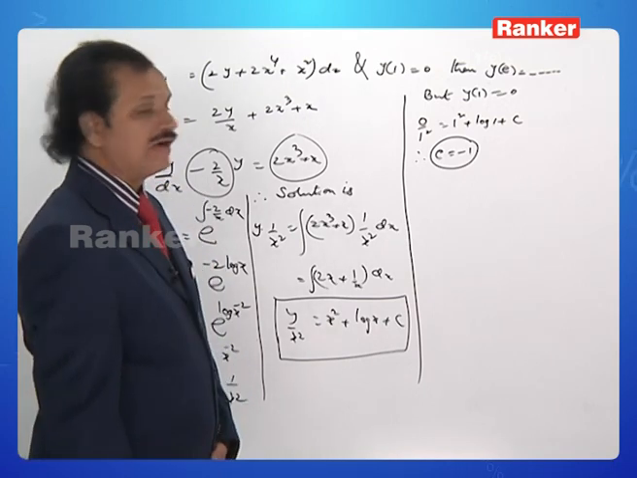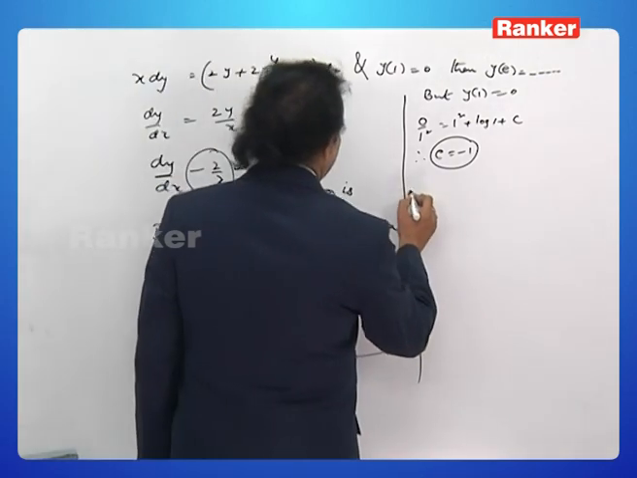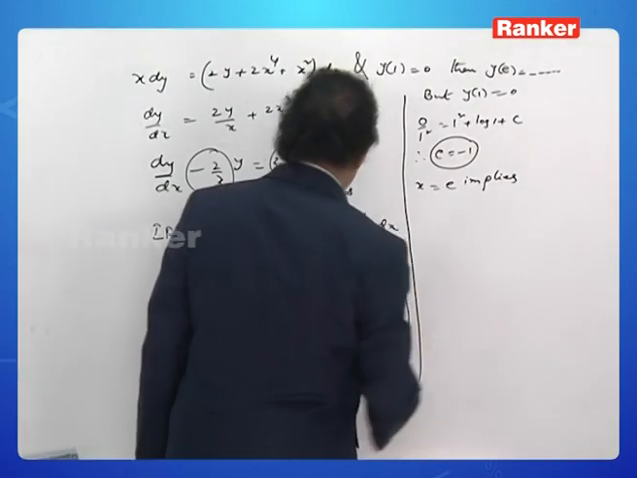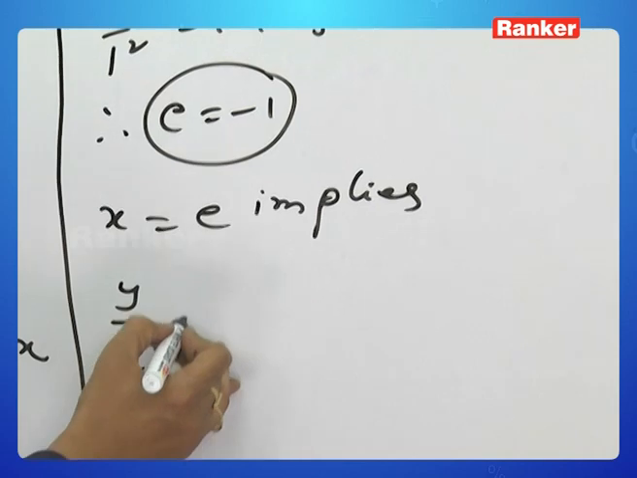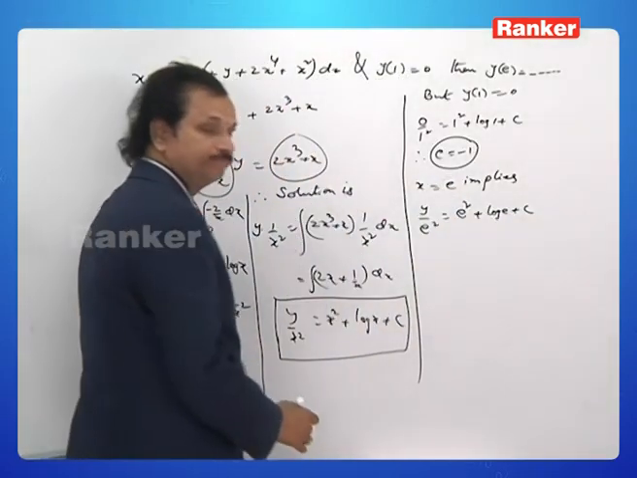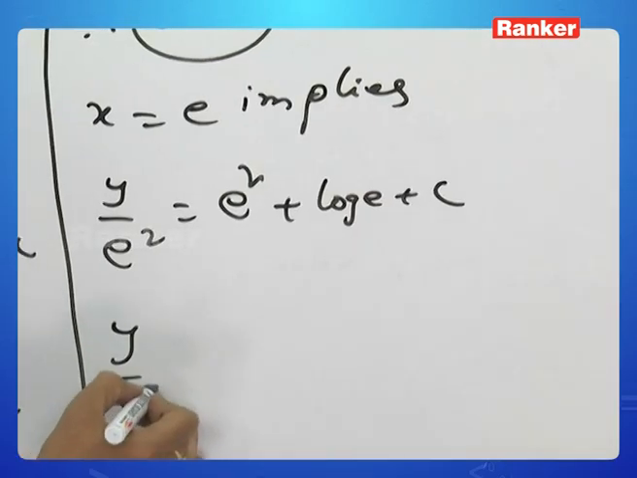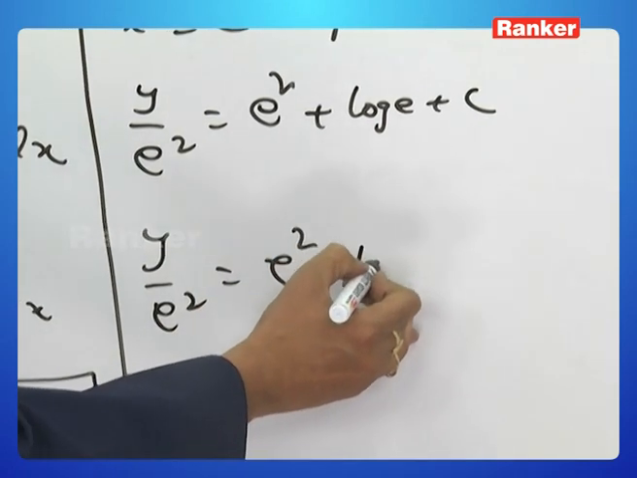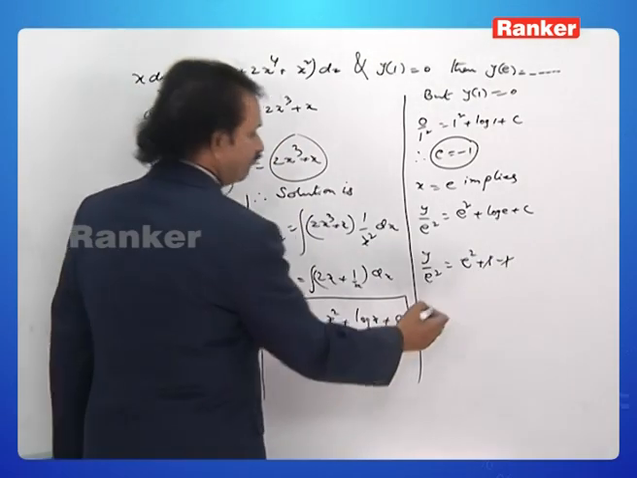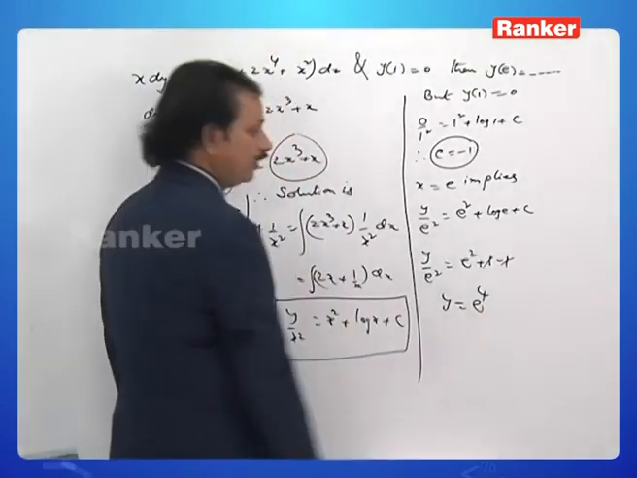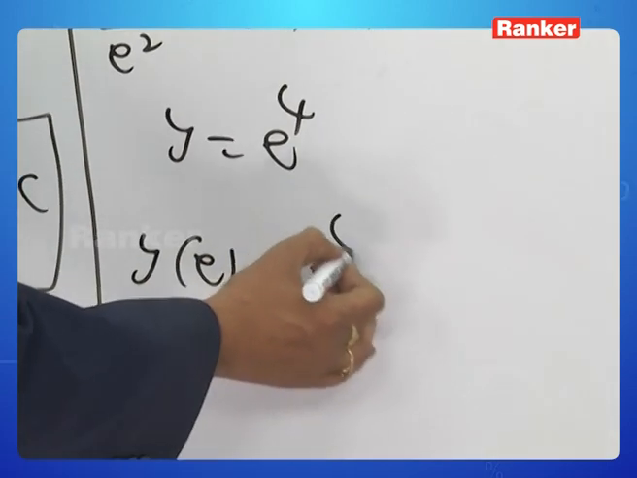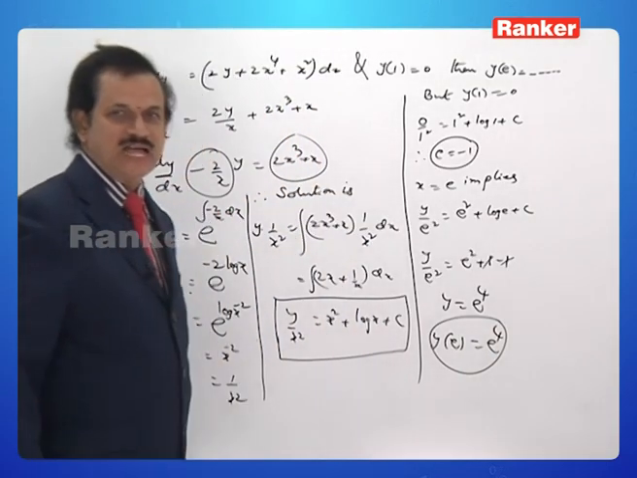And now we have to find y at e. x is equal to e implies y by e square is equal to e square plus log e plus c. So y by e square is equal to e square plus 1. What is c? Minus 1. 1 and 1 will go away. Therefore, y is equal to e power 4. Hence, the answer, that is y at e, is equal to e power 4. That is the final answer.